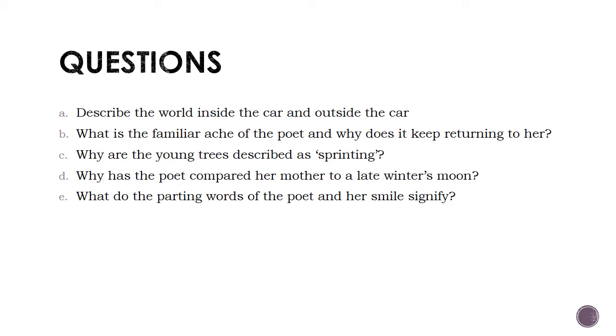What is the scene outside the car? Outside the car, the poet notices two things. One is trees sprinting, and the second one is merry children running out of their homes.